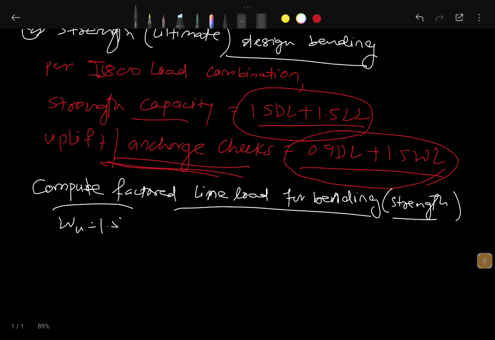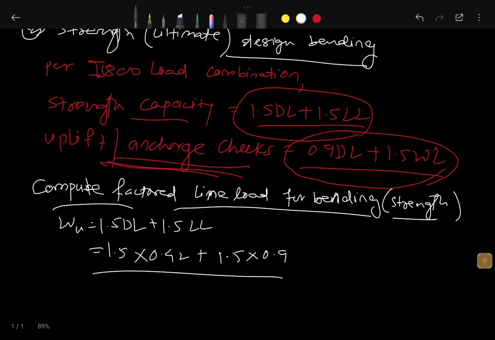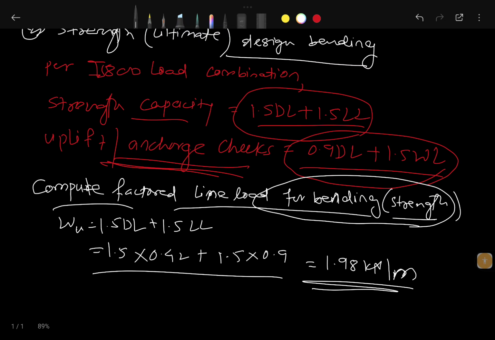Wu is equal to 1.5 dead load plus 1.5 live load. 1.5 into the dead load value, which is 0.42, plus 1.5 into the live load value, 0.9. If we calculate this value, we get 1.98 kilonewton per meter. This value we get for bending strength.